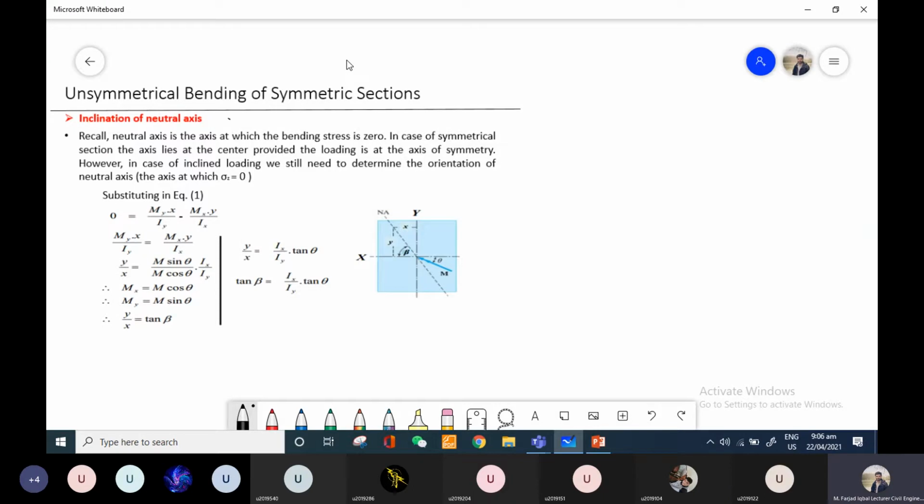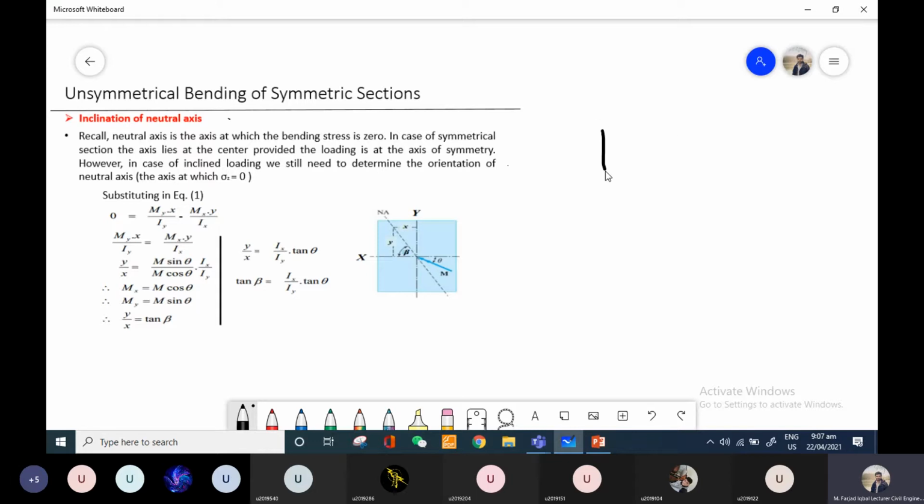So yesterday we solved one question in which we figured out the stresses due to the inclined loads which were acting on the cross section, or in other words, I can say we figured out the stresses for the case of unsymmetrical bending for symmetric sections. Now we will continue with the same concept, and here I would like to discuss another idea.